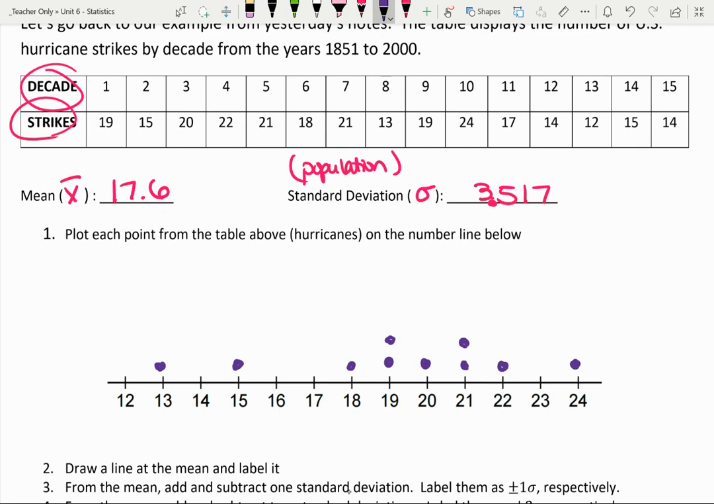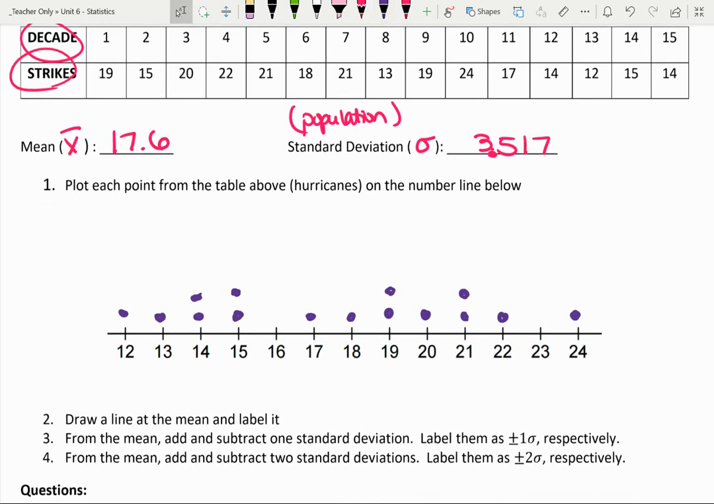24, 17, 14, 12, 15 gets another dot, and 14 gets another dot. So just a different visualization of this data. We can see it's spread out from 12 to 24.